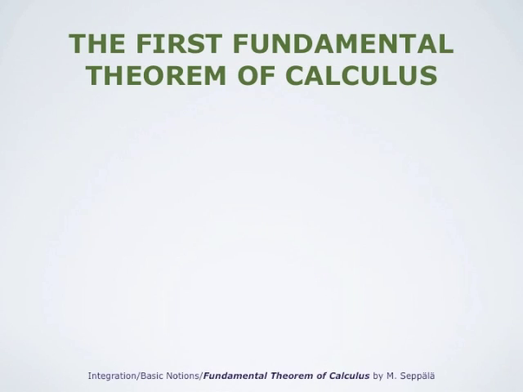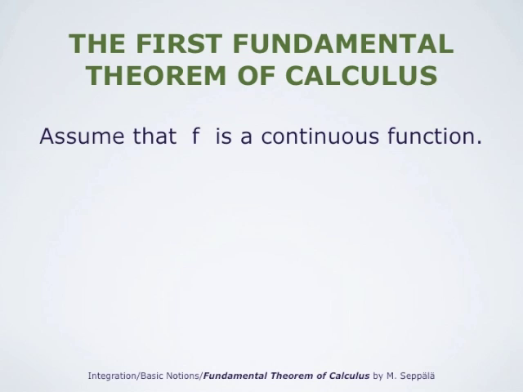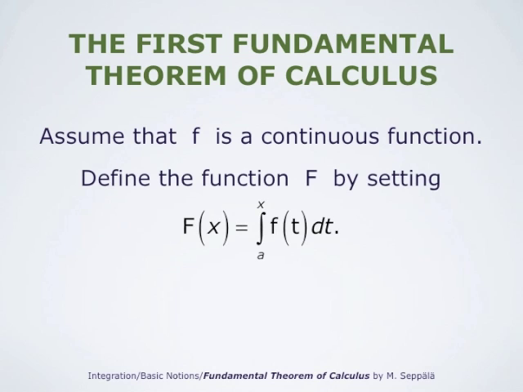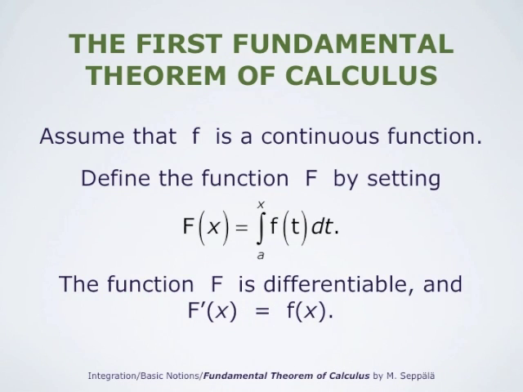In the fundamental theorem of calculus, we assume that the function to be considered is continuous. The fundamental theorem of calculus has two parts. The first part, or the first fundamental theorem of calculus, says that if f is a continuous function and if we define the function capital F by setting capital F at x equal to the integral from a to x of f of t dt, then the function capital F is differentiable, and the derivative of the function capital F is the function small f evaluated at x.